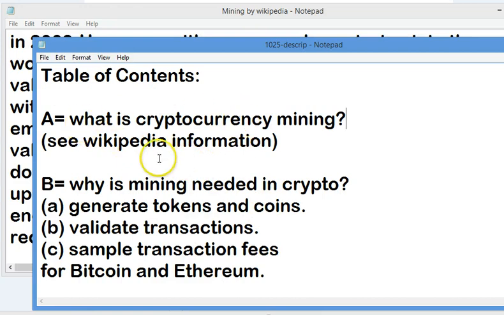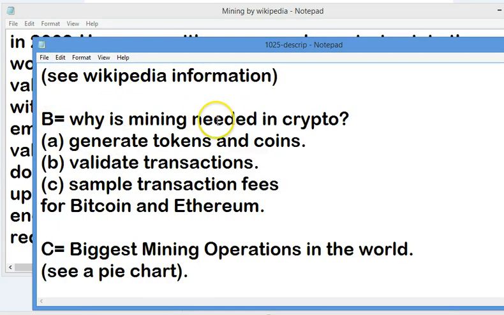So back to our table of contents here. What is cryptocurrency mining? We just read that from Wikipedia. The next one is, why is mining needed in crypto? Well, as mentioned in the definition there, it's needed to generate tokens and coins. And as transactions happen, that needs to be validated.